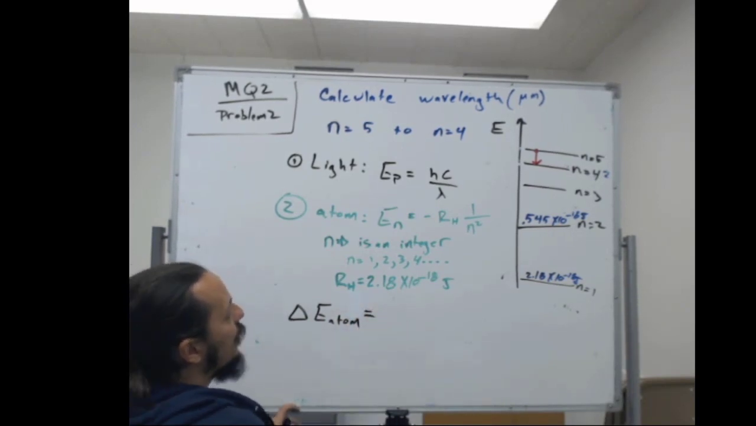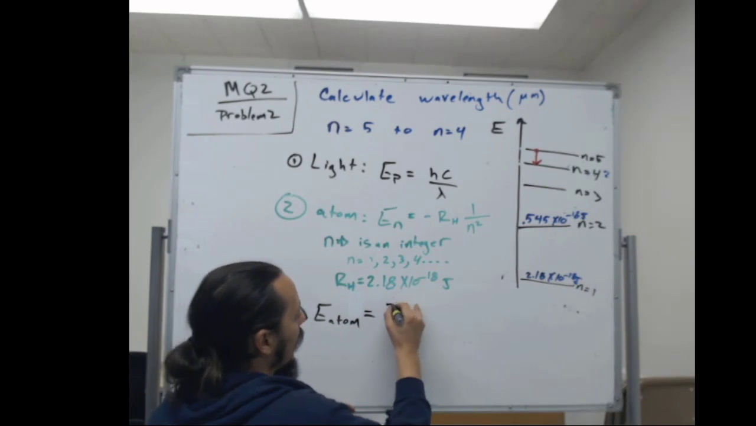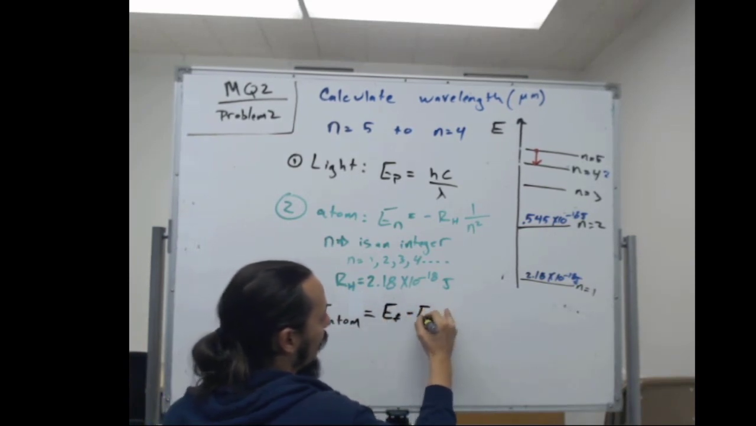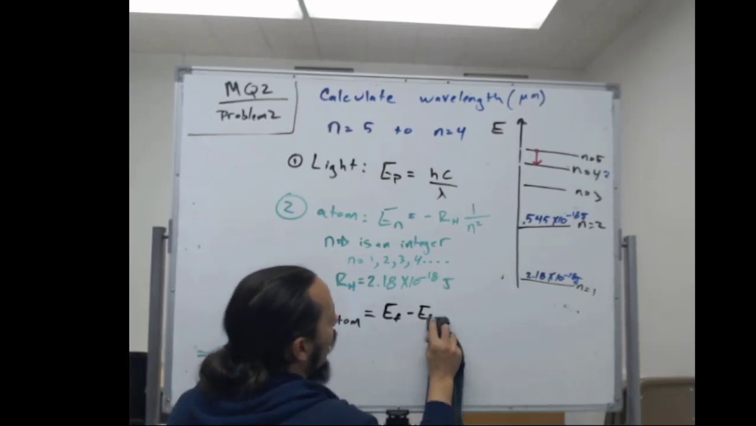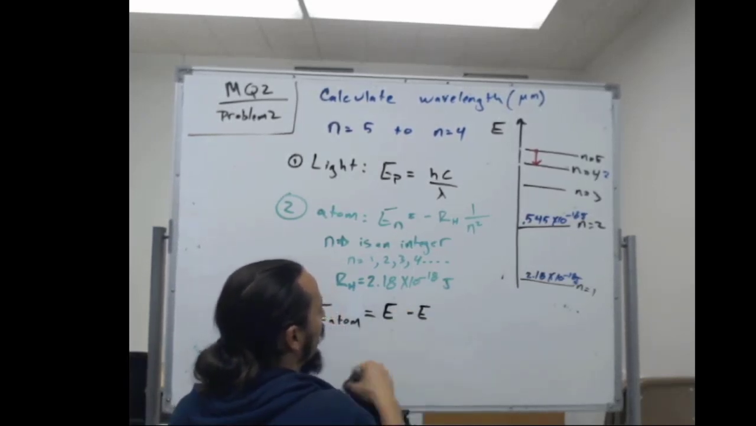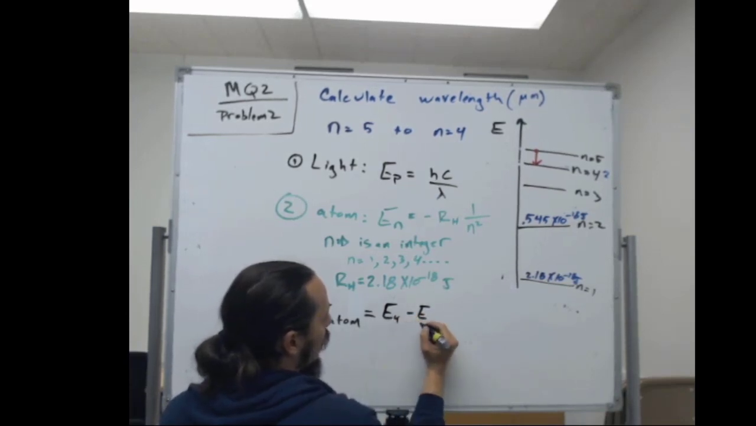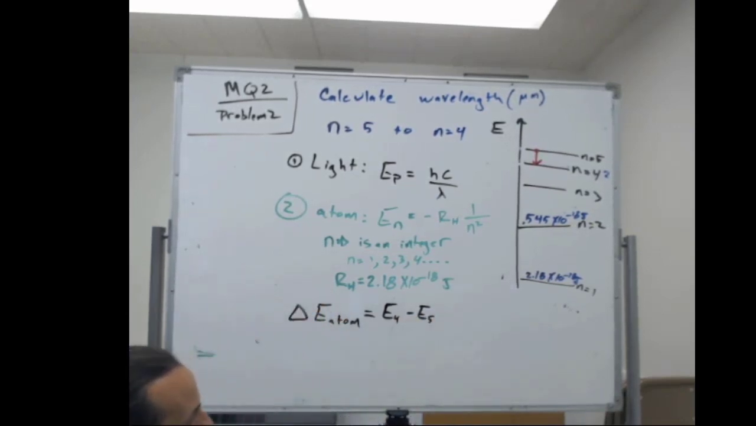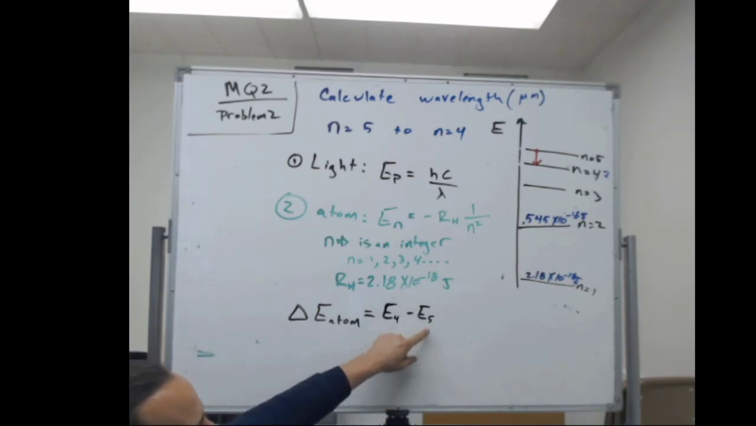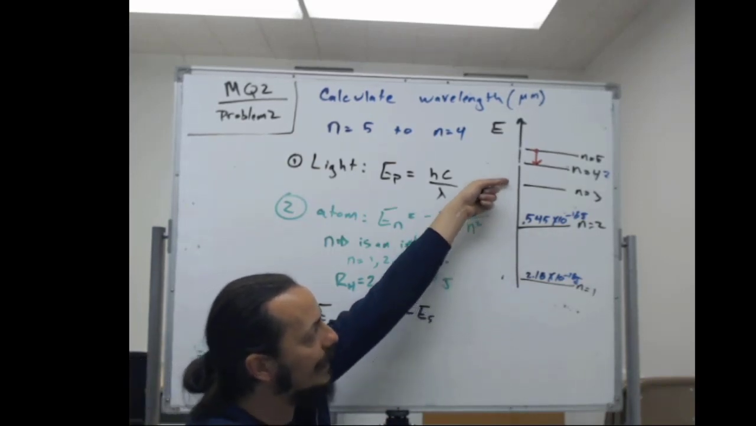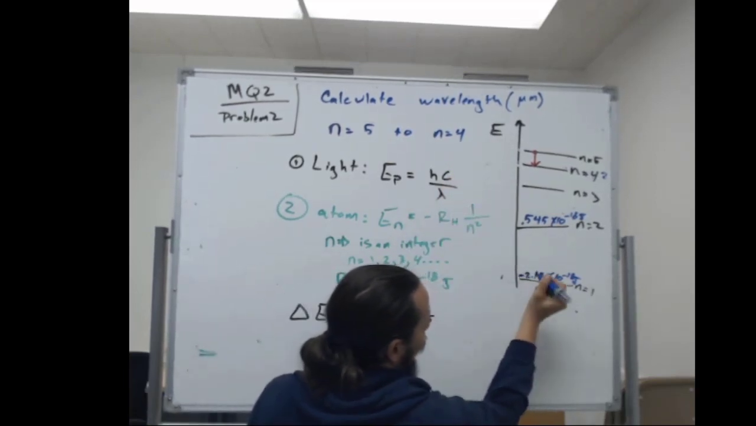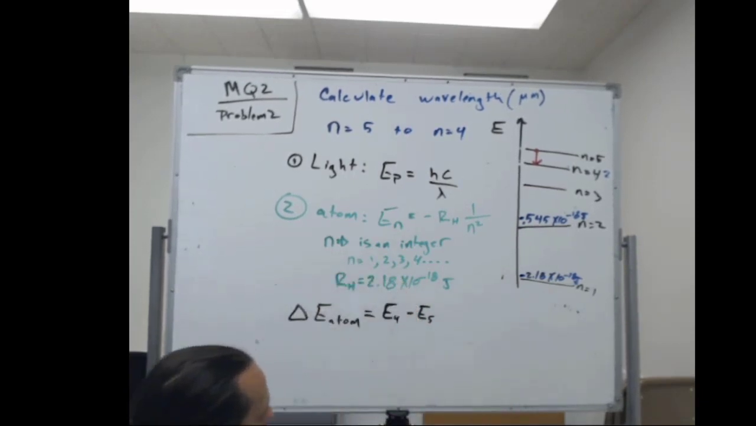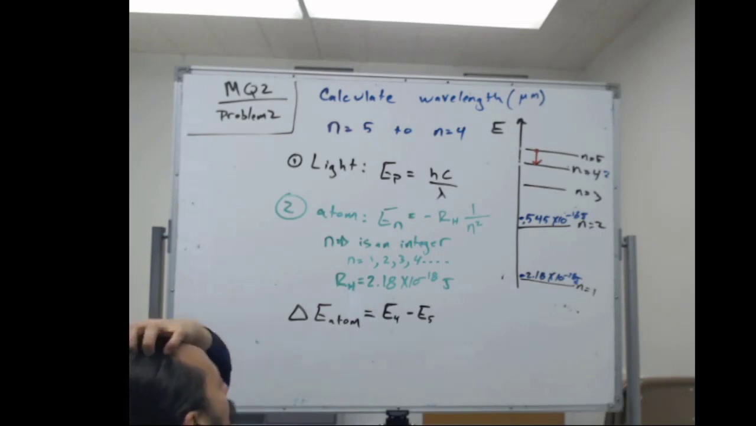The change in the energy of the atom is going to be the energy of the final state minus the energy of the initial state. If we plug in our n equals 5, n equals 4, that's going to be energy 4 minus energy 5. Notice that energy 5 gets smaller as we go up. Our energy gets closer and closer to 0. Oh, and also, I forgot my negative sign. Don't forget your negative sign. So energy is going to get smaller and smaller as we go up.